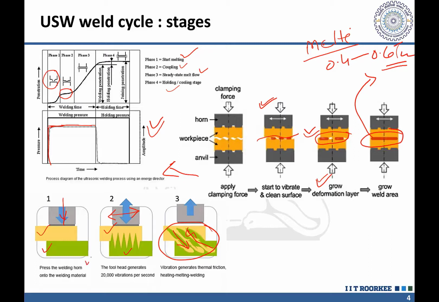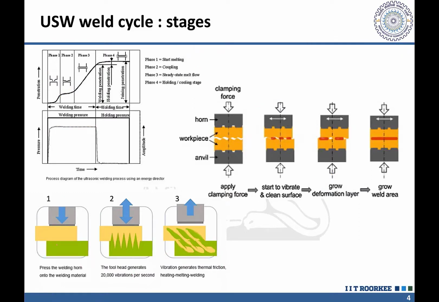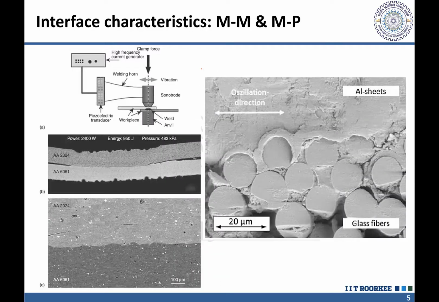So the pressure is applied, and then the horn generates the vibrations, and then the frictional heat will facilitate the melting, generating heat enough to cause the thermal softening, melting, and the development of the weld joint. Okay, so these are the four different stages in case of the polymeric material, where we can see the melting starts in stage 1, then coupling, then steady state flow, and then the holding, the cooling stage. The pressure up to the third stage is maintained, and thereafter it is reduced in the cooling stage.